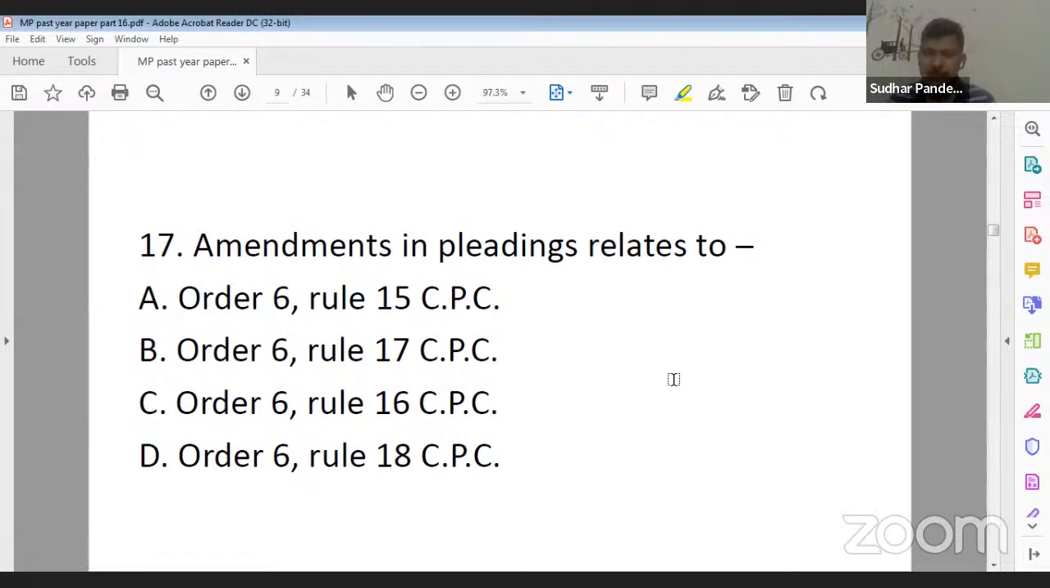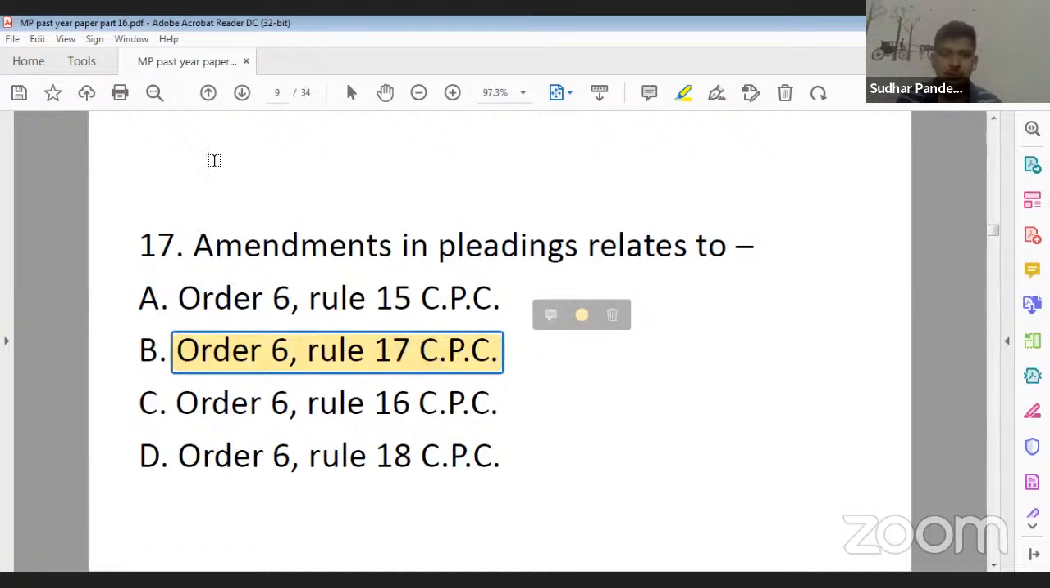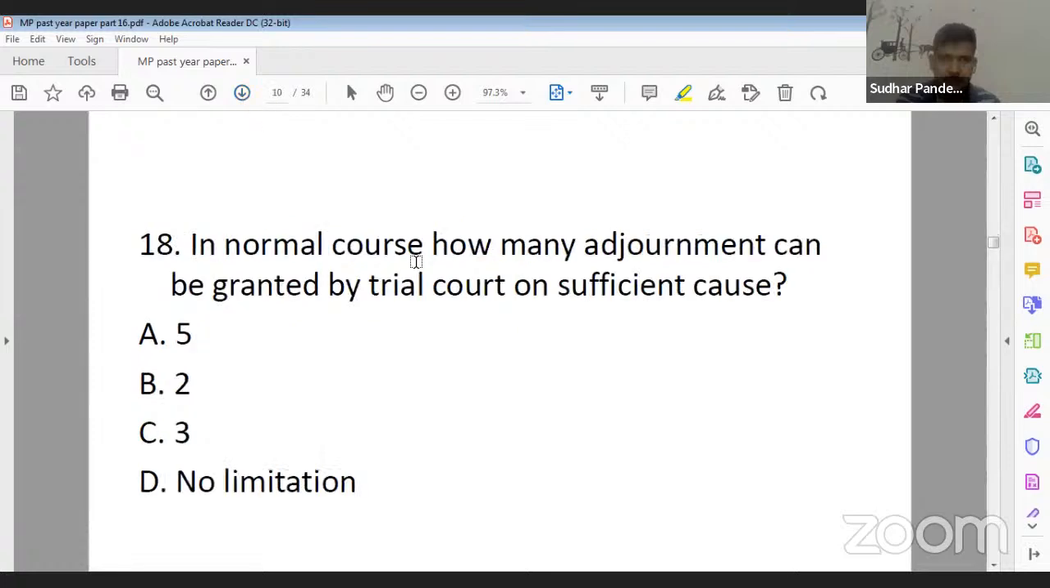Amendment in the pleadings relates to Order 6, Rule 15, Order 6, Rule 17, Order 6, Rule 16, and Order 6, Rule 18. What should be the correct answer? Question number 17. Yes. So question number 17, B is the correct answer, that is Order 6, Rule 17. Under Order 6, Rule 17, they are talking about amendments in the pleading. Right? Next question.